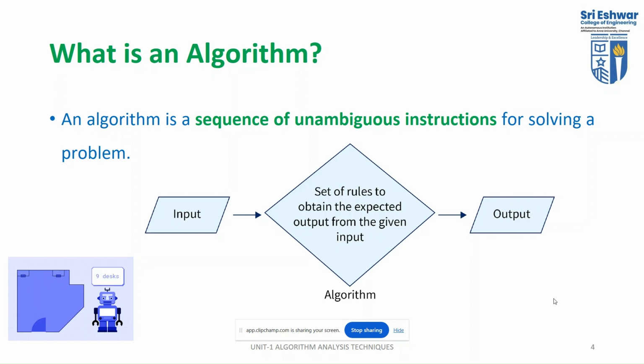It is a sequence of operations that take input, process it, and produce the desired output in a finite amount of time. So here we have the input, and this input is provided to the algorithm. The algorithm is nothing but a set of rules to obtain the expected output from the given input, and from this we will be getting the desired output.